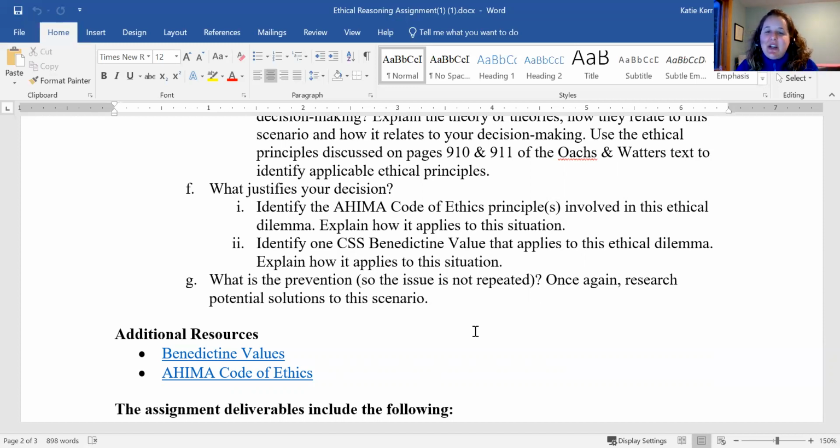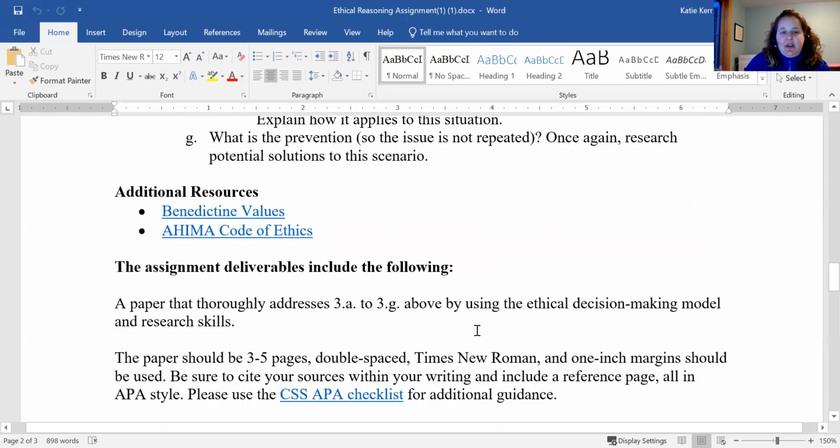And so definitely take a look at those and read their definitions and determine which ones apply to this ethical dilemma. Okay. Lastly, how can you prevent this from happening again? This may require some additional research beyond what you have already done for this assignment in order to come up with some potential solutions for this scenario. Okay. All right. So that is an overview.